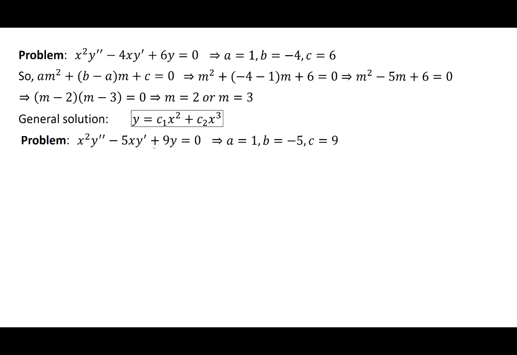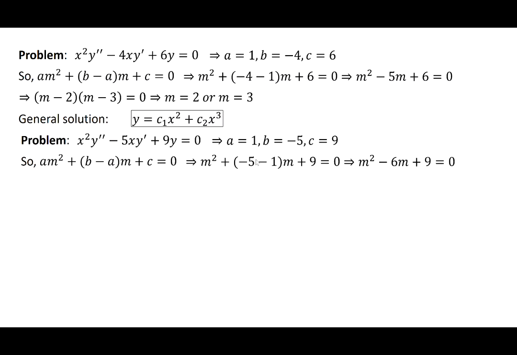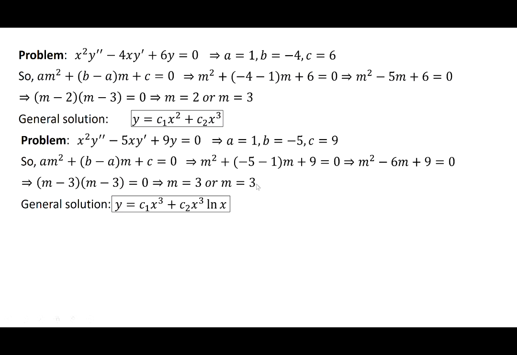Next, a equals 1, b equals -5, c equals 9. a m squared plus (b minus a) times m plus c will give us this equation: (m minus 3) quantity squared. So m equals 3 or m equals 3. Real and equal solutions. The discriminant happens to be 36 minus 4 times 9, which is 0. So no wonder the roots came out to be equal. So what did we say? c1 x cubed plus c2 x cubed times natural log of x. That's your solution.